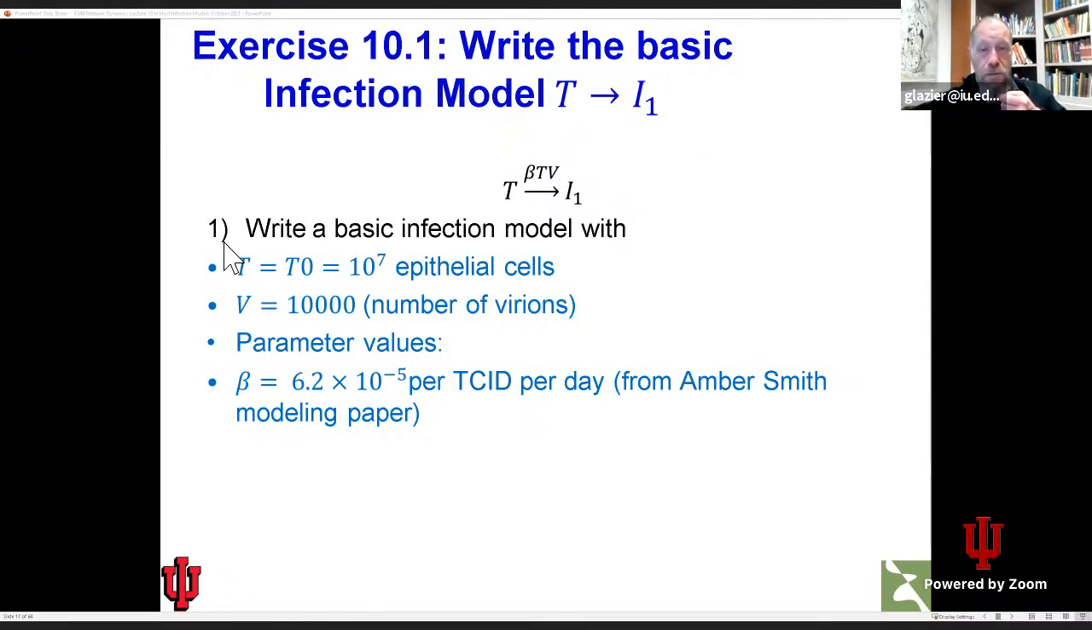Does somebody want to show their results? Anybody? And again, it's not a very exciting result, but somebody was going to screen share and just show what they got. That would be helpful. Colin, do you have it?